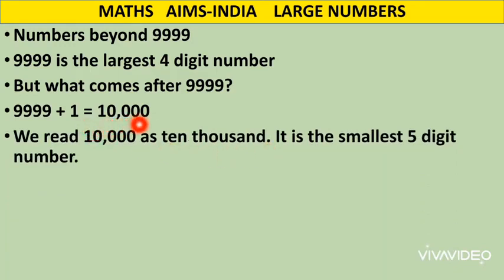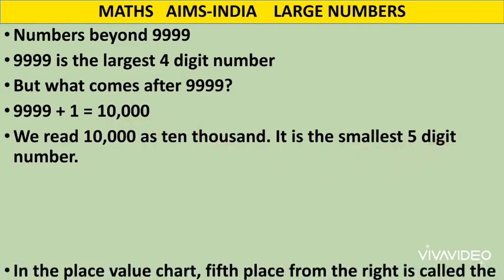What is this number read here? This number is read as 10,000. It is what? It is the smallest 5 digit number. This is the first 5 digit number. 5 digit numbers start from 10,000. So it is the smallest 5 digit number.